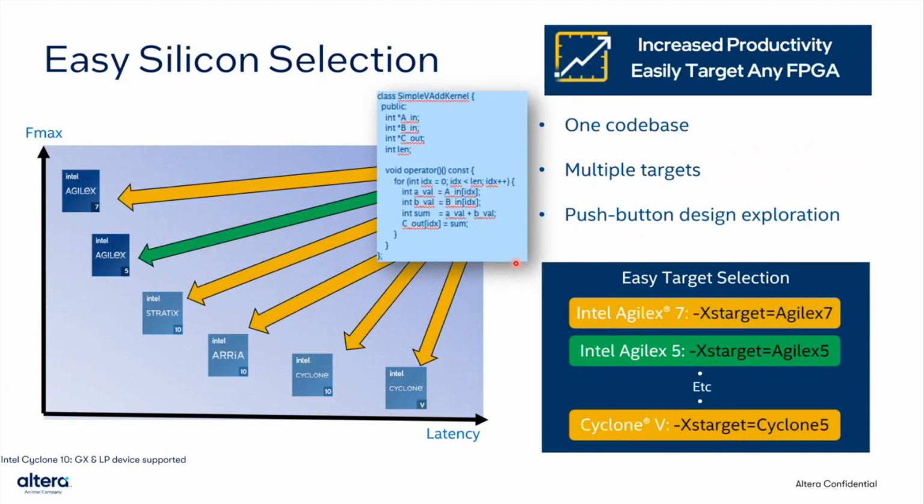We can quickly target any of these supported devices. Shown here, any of our current series families can be targeted with a single code base. So when generating the code, it's just a quick argument in the function call to specify the target device, and then the HLS compiler will automatically generate the code for that specific device family.